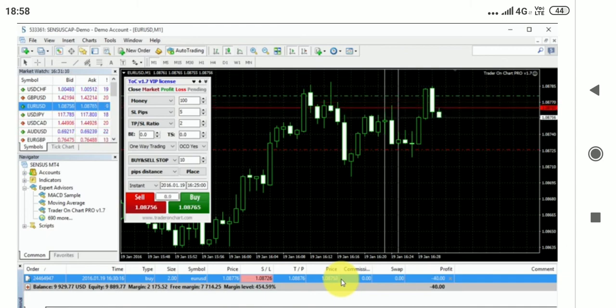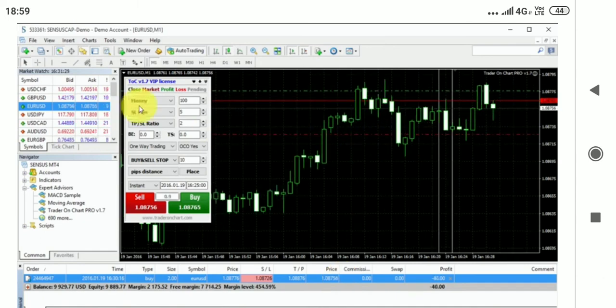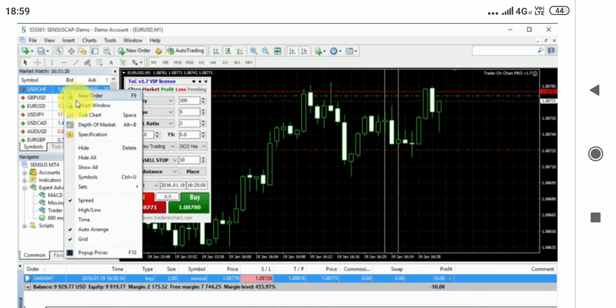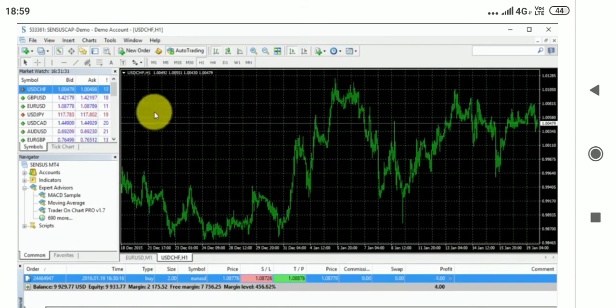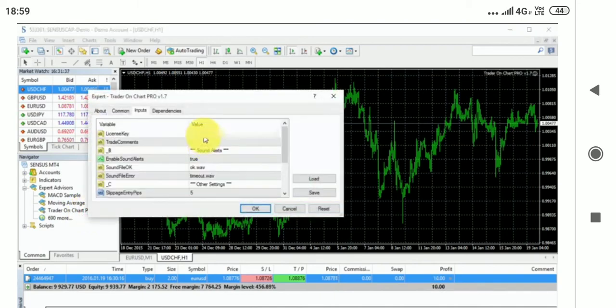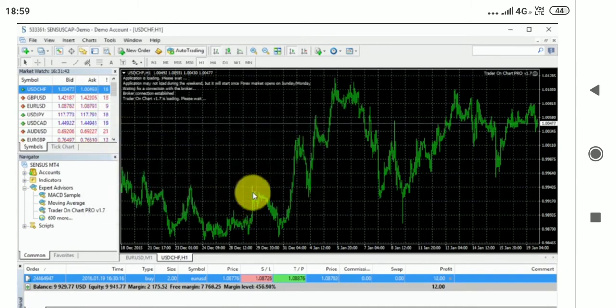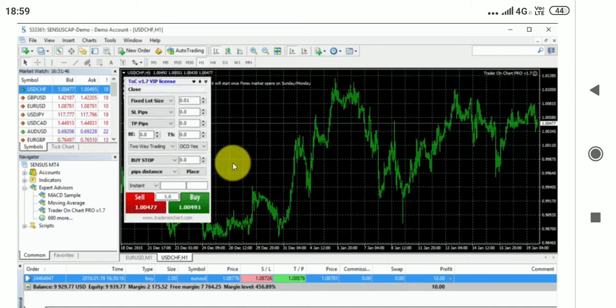But when you use such an application, it really makes trading easier for sure, because you can load it on as many charts as you want, and you can just switch between charts. So let me show you. I can open, for example, dollar franc, and I can add the application as well. I just drag it on the chart. I put my license key, click OK. The application will load, and now I have the application on the second chart as well, so I can place trades too.